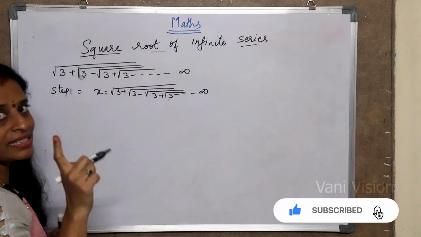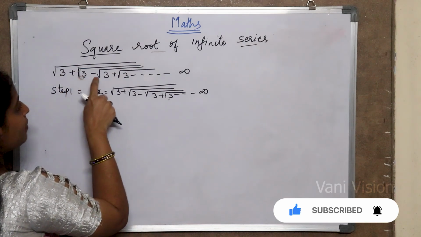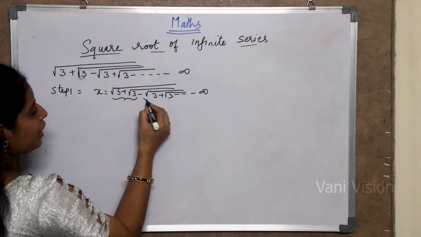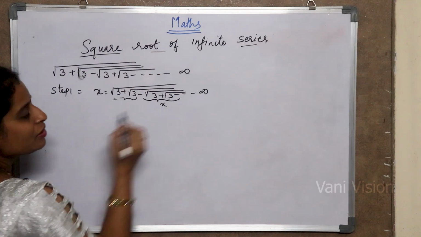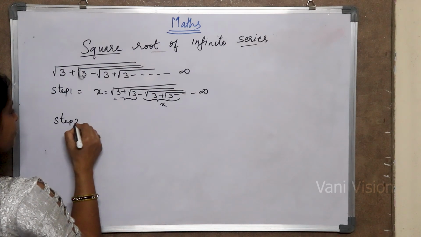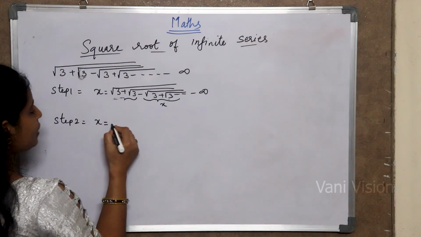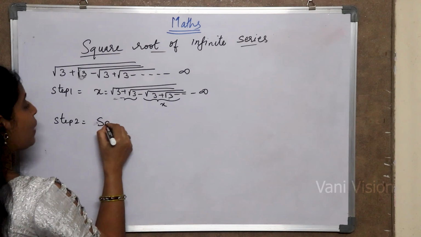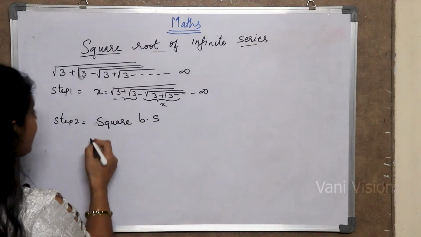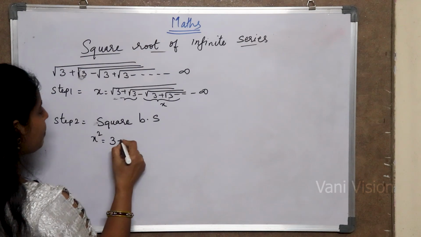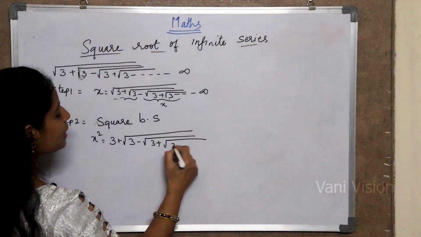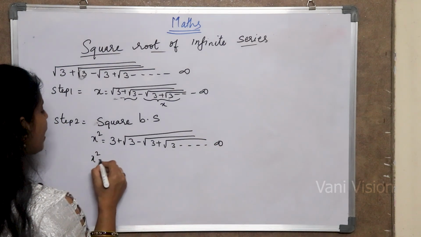Okay. Now see the series: plus, plus, minus, plus, plus, minus. So from here to here is again x, right? So we have to substitute it as x here. In step 2 we'll be squaring on both sides. As we followed from the beginning, like that only I'm going to tell you. x squared is equal to 3 plus root over 3 minus root over 3 plus root over 3, and so on to infinity.